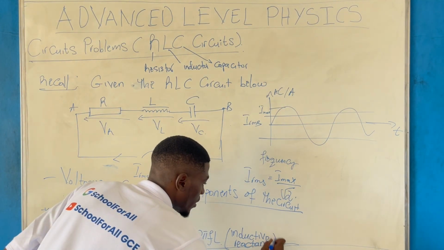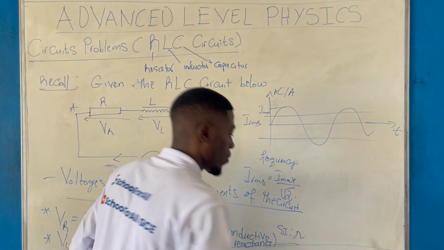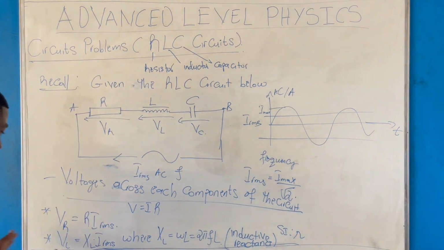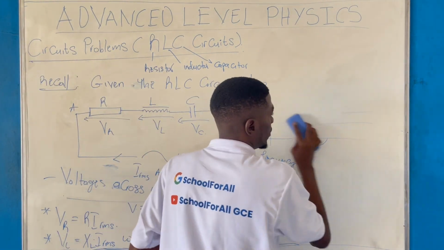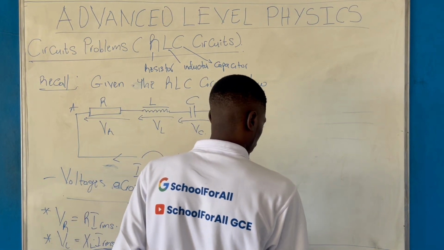Inductive reactance, and it is measured in SI unit in ohms, showing that it is still a resistance. So that is it. Now let us proceed with the last component. Our last component of the circuit is the capacitor.